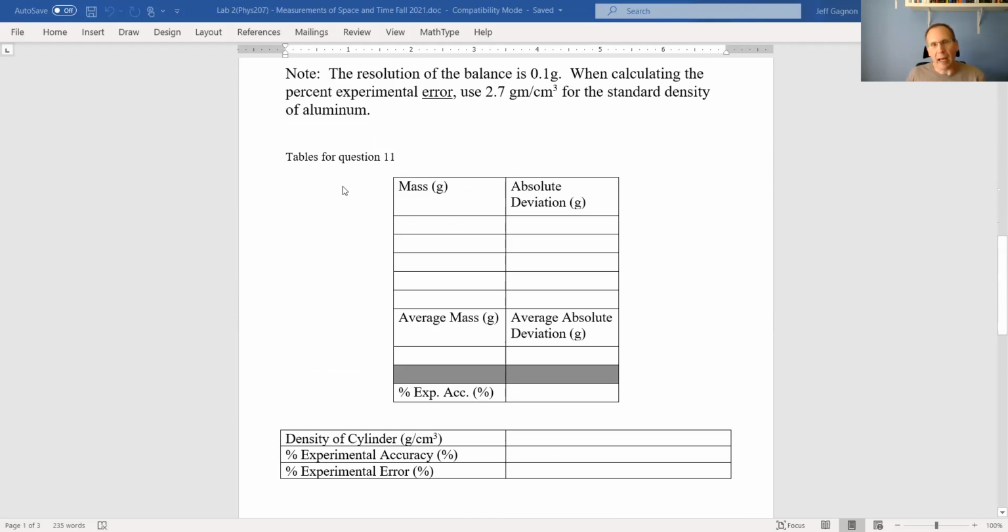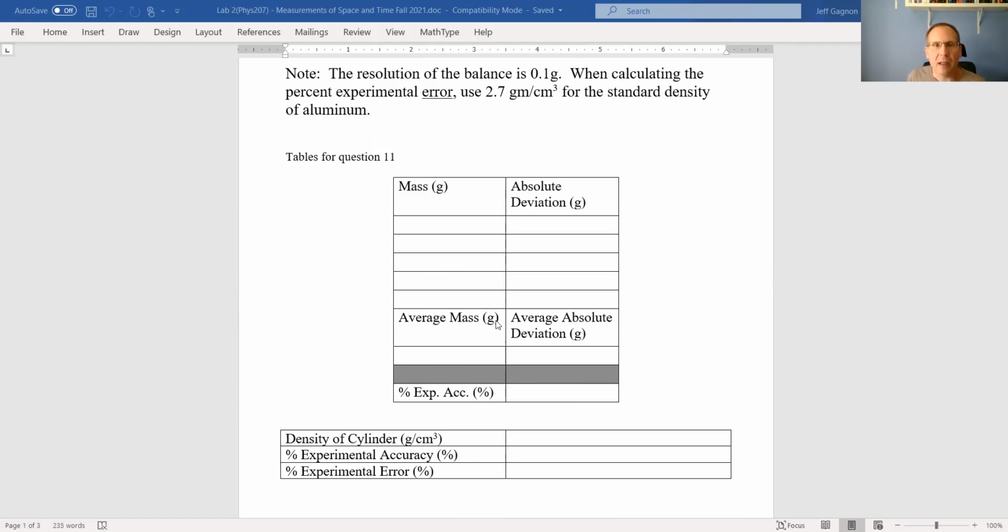You're going to measure the mass 5 times on the electronic scale. And actually this scale will record to 1 decimal place. So its resolution is 0.1 grams. So basically 1 decimal place. So what you need to do, and this is question 11, is average the mass and then also compute the percent experimental accuracy for the mass.